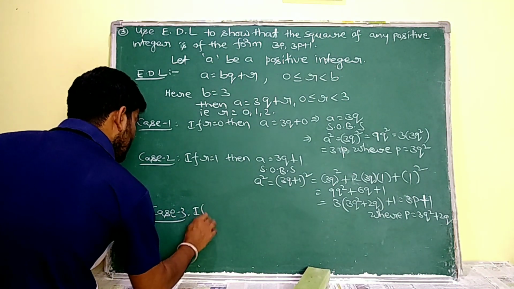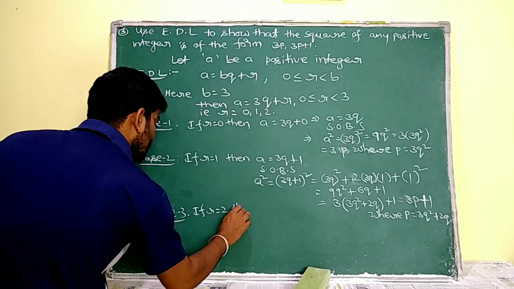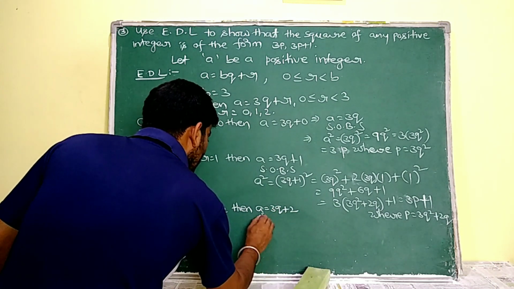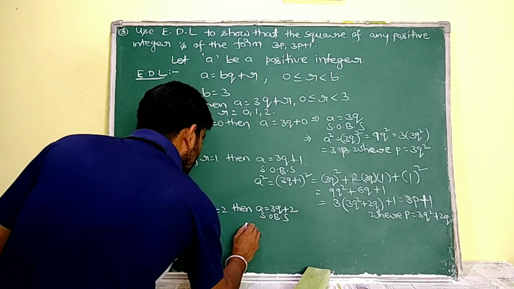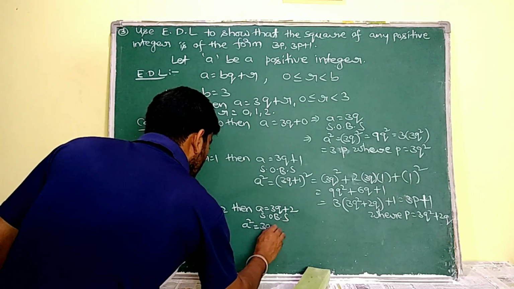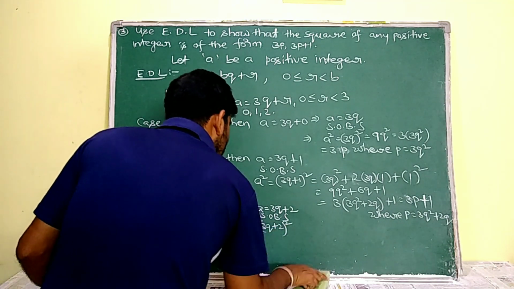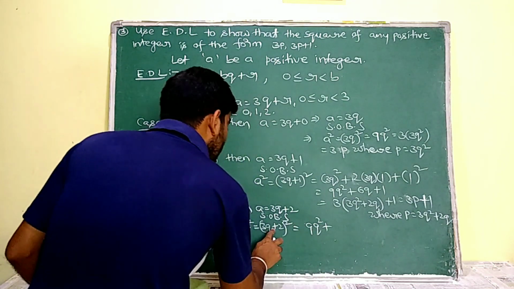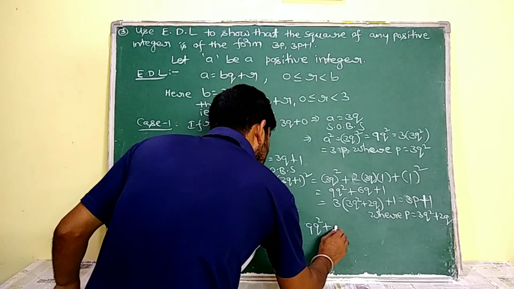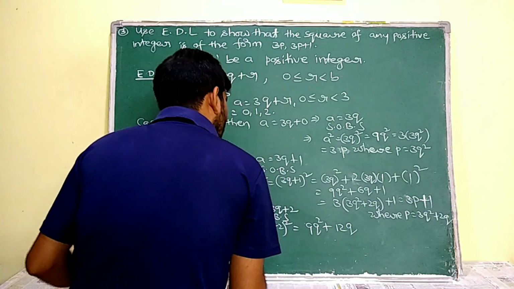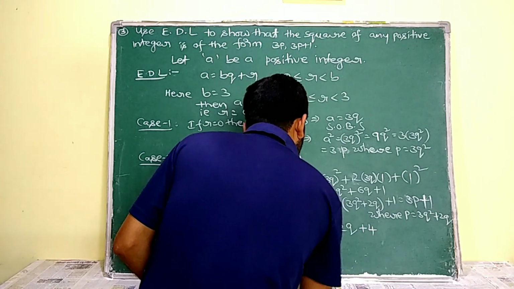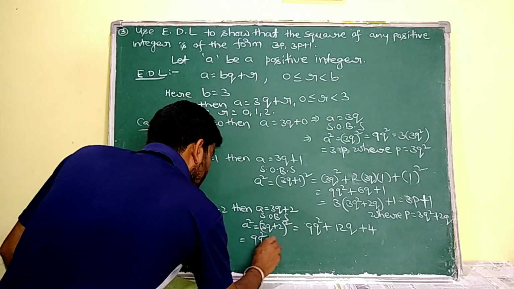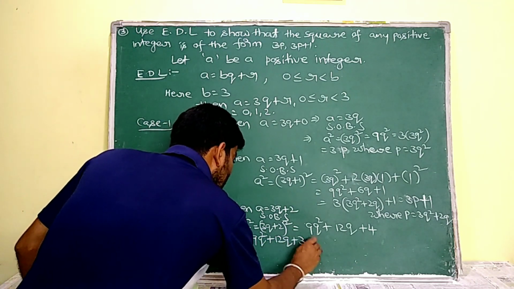See, in this case 3, if r is equal to 2, then a is equal to 3q plus 2. Squaring on both sides, a square is equal to (3q plus 2) whole square. Directly I am going to write here 9q square plus 2 into 3q into 2. 2 3s are 6, 6 2s are 12, so 12q plus 4. This can be expressed as 9q square plus 12q plus 3 plus 1.